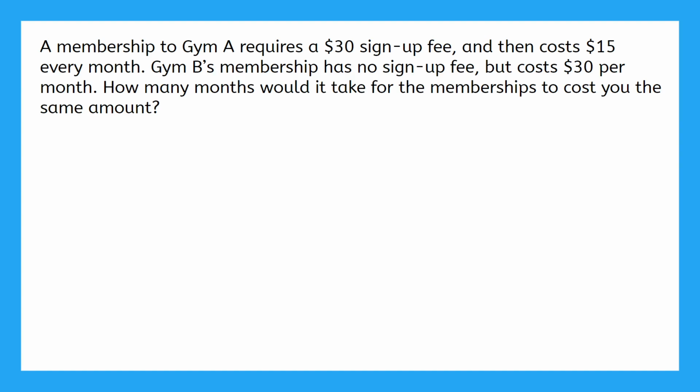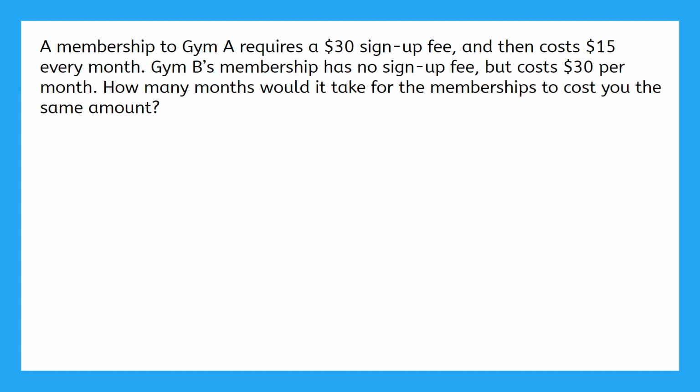A membership to Gym A requires a $30 sign-up fee and then costs $15 every month. Gym B's membership has no sign-up fee, but costs $30 per month. How many months would it take for the memberships to cost you the same amount? Notice what the question is asking. When will something cost the same? This is the usual wording of a break-even problem, so let's solve it.